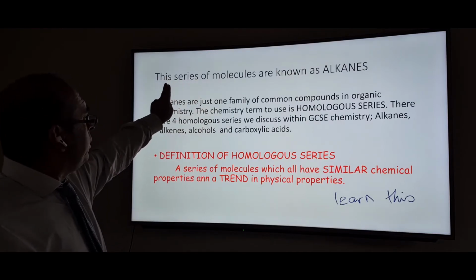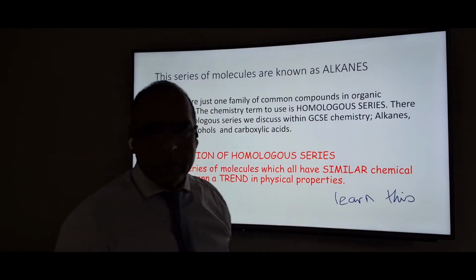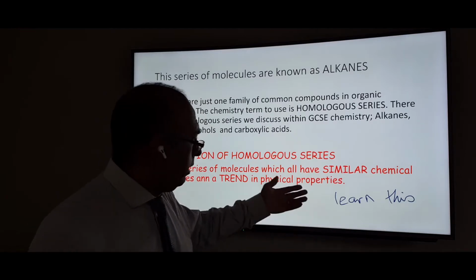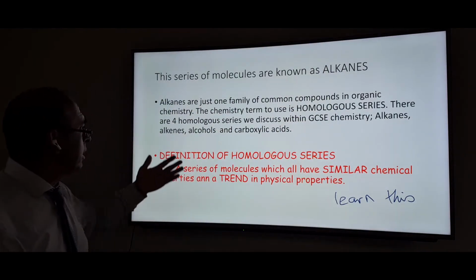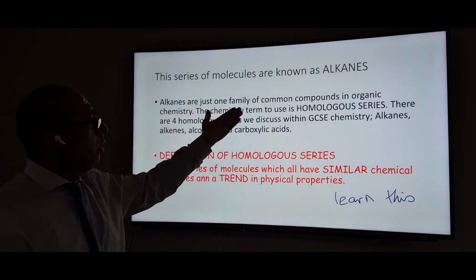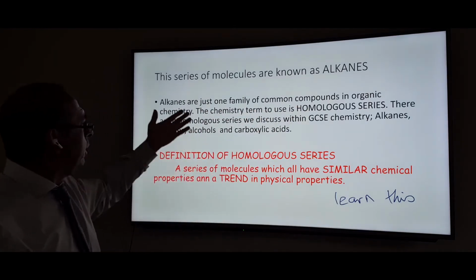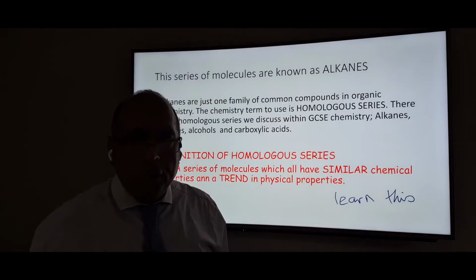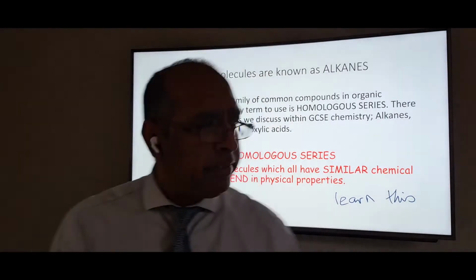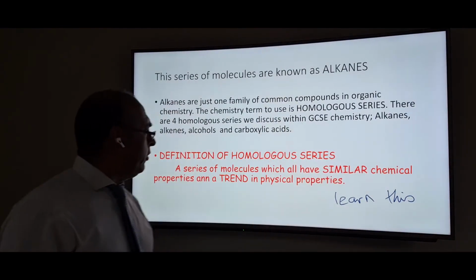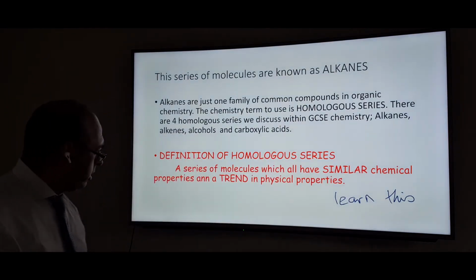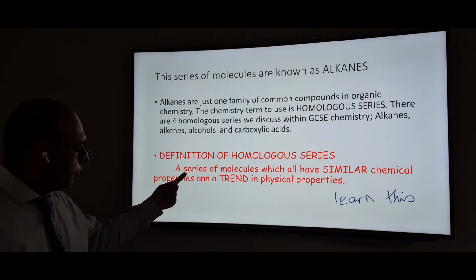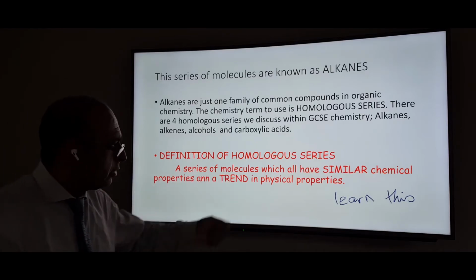Now, this series of molecules, that homologous series I've been talking about, is known as the family of alkanes. And alkanes are just one family of common compounds. The chemistry term to use is homologous series. So use homologous series, please. What is the definition of a homologous series? Well, the definition is it's a series of molecules.